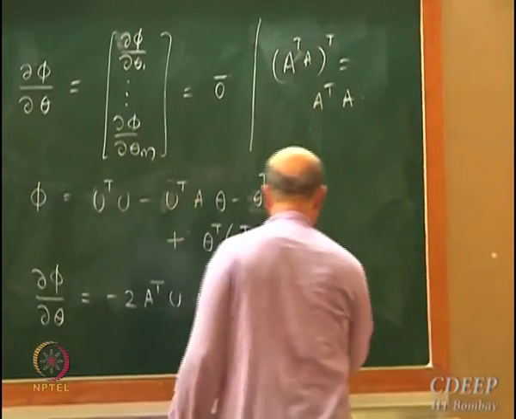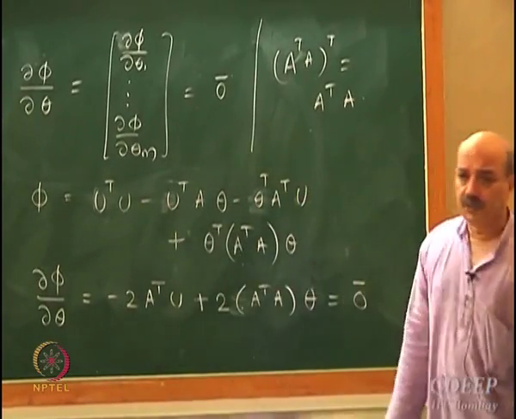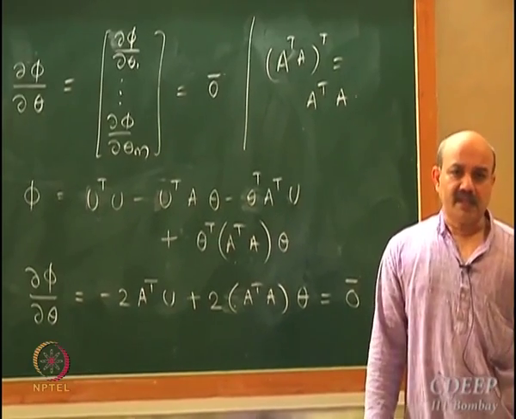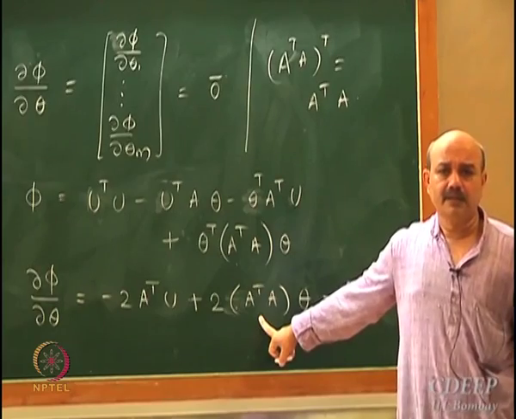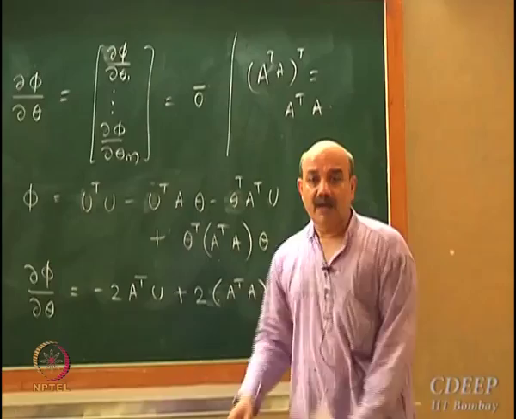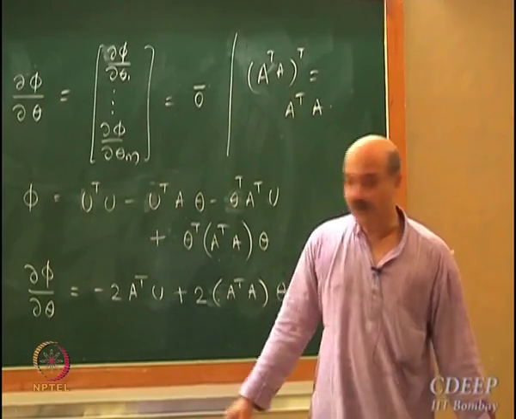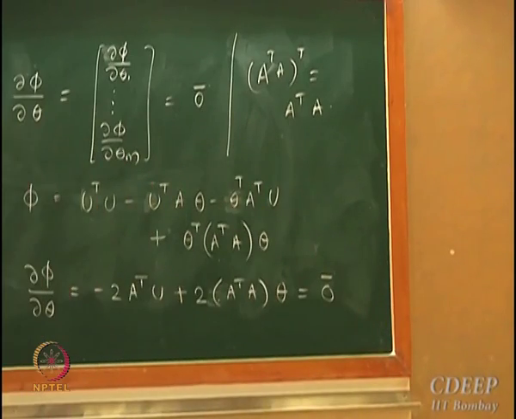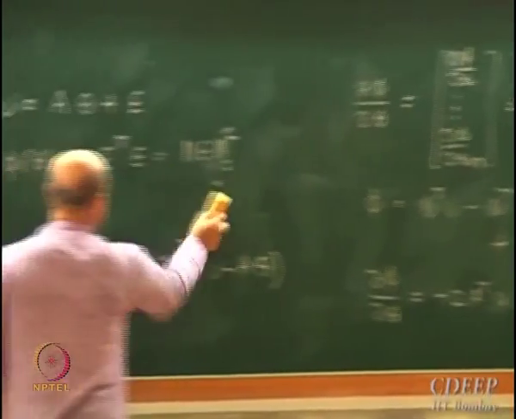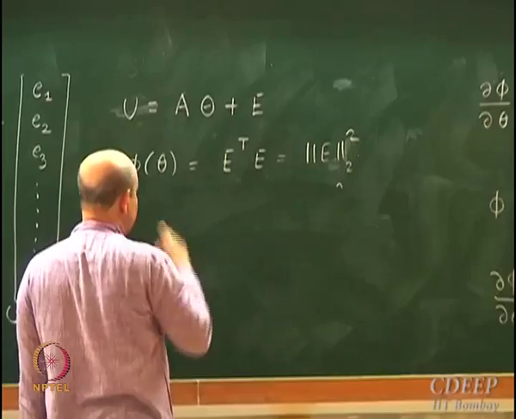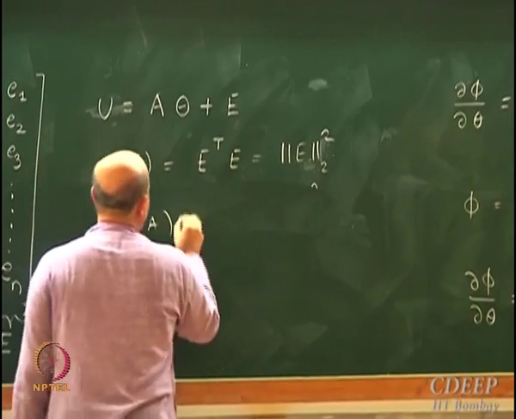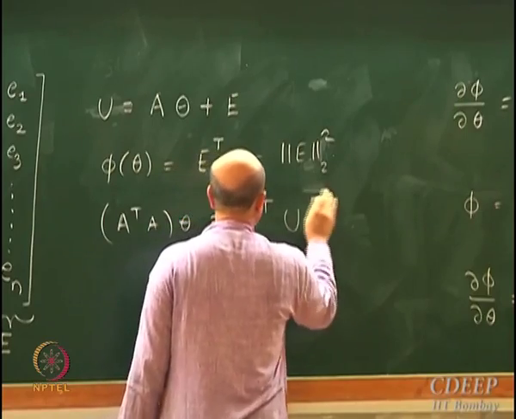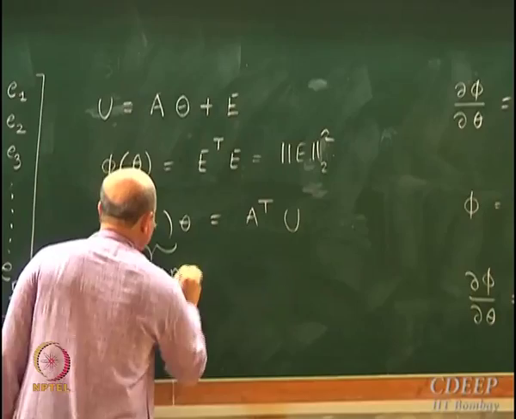So now the task is done. If I set this equal to 0, what do I get? Then, how do you compute theta? What is the size of this matrix? It is m by m, so if m is 3, this will be 3 cross 3. Setting the gradient equal to 0 gives us this equation: A transpose A times theta is equal to A transpose u.